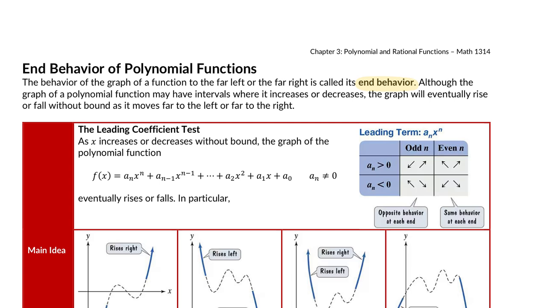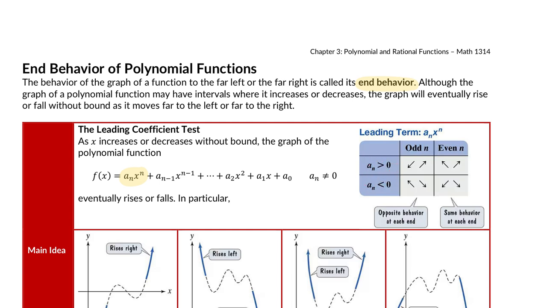Okay? If this term right here, the leading term, is an odd degree function, meaning that the exponent is an odd number, do you see how these arrows are going in opposite directions? Odd degree is opposite directions. If you have an even degree function, you see how they're both going up or both going down? So even functions, their end behavior goes the same direction.